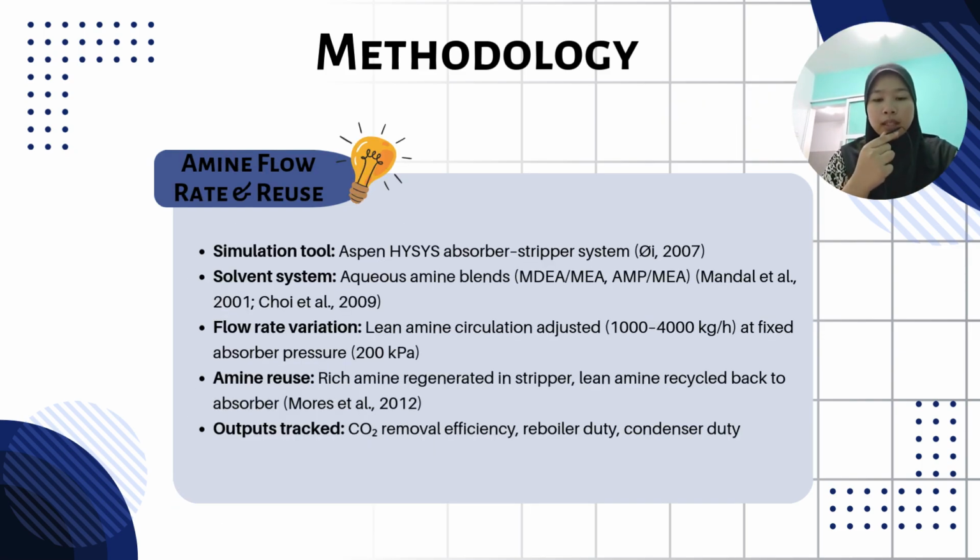In this study, we used Aspen HYSYS to simulate an absorber to stripper system for carbon dioxide capture. The solvent was an aqueous amine blend, and we varied the lean amine flow rate between 1,000 and 4,000 kg per hour at a fixed absorber pressure of 200 kilopascal. The rich amine was regenerated in the stripper and recycled back to the absorber, allowing us to study both absorption and regeneration performance. Key outputs include carbon dioxide removal efficiency, reboiler duty, and condenser duty.